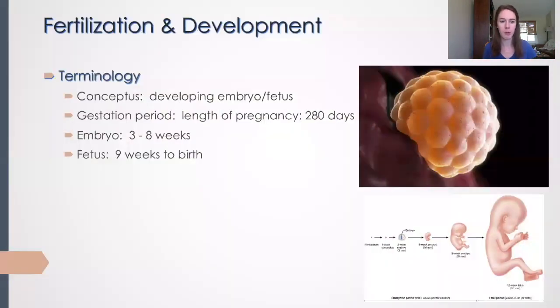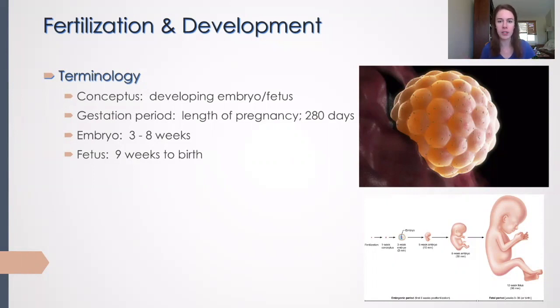A few terms before we jump into things. The conceptus is what you can call the developing tiny human at any point in this process. So at whatever stage, you can always call it the conceptus. Gestation period is the time from ovulation to parturition. So we call the whole thing pregnancy, and that's about 280 days long.